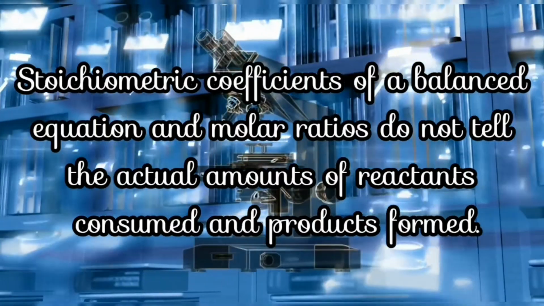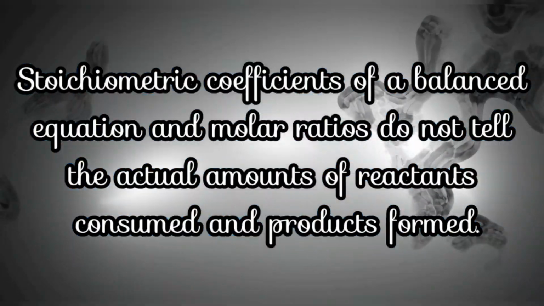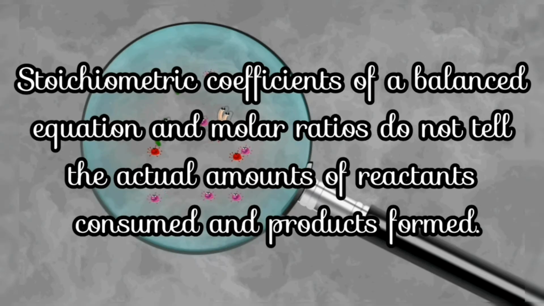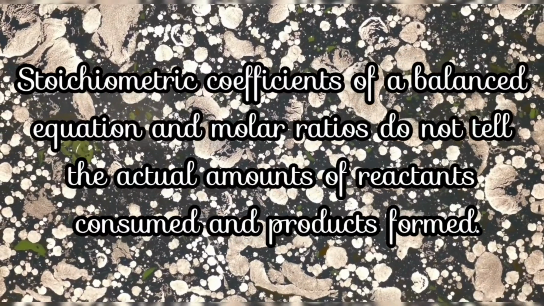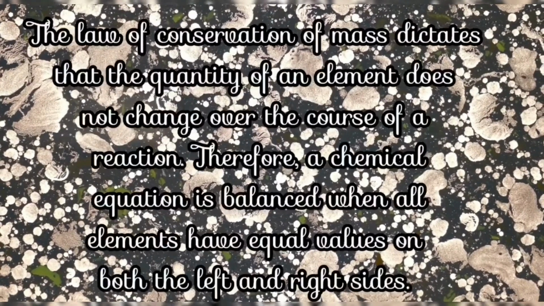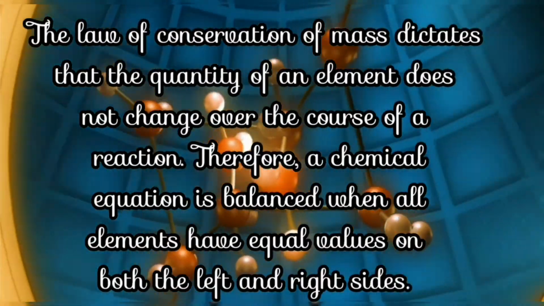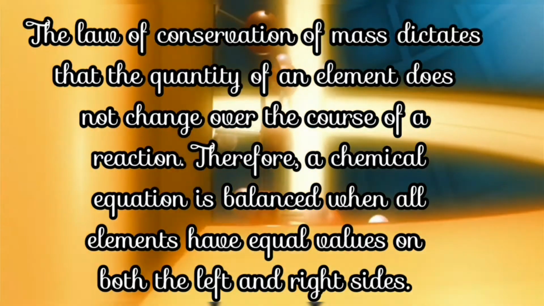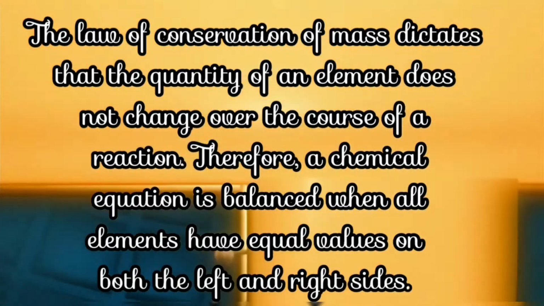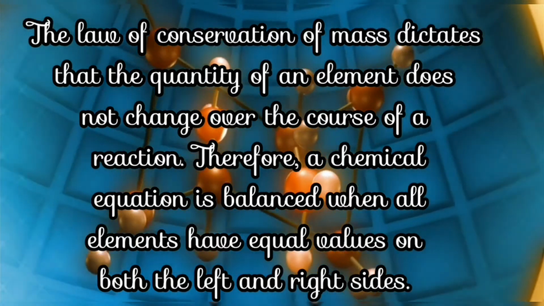The stoichiometric coefficients of a balanced equation and the molar ratio do not tell the actual amount of reactant consumed and product formed. The law of conservation of mass dictates that the quantity of an element does not change over the course of a reaction. Therefore, a chemical equation is balanced when all elements have equal values on both the left and the right side.